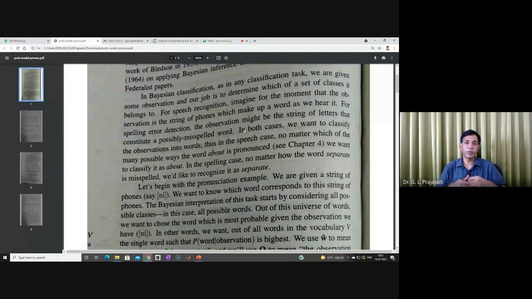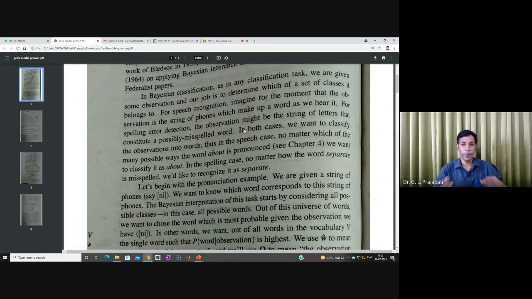Sometimes we have two different phonemes, meaning different tones. Some Indian speakers speak differently, and American speakers' phones are different, so you need to identify the correct word. What is the most probable correct word given the observation? And the observation is the sequence of phonemes.